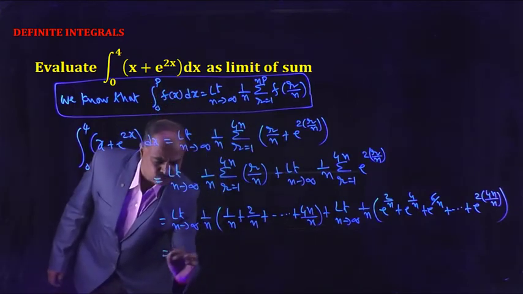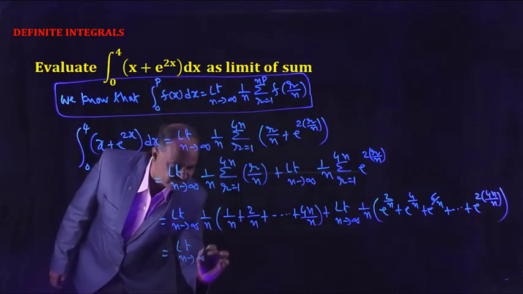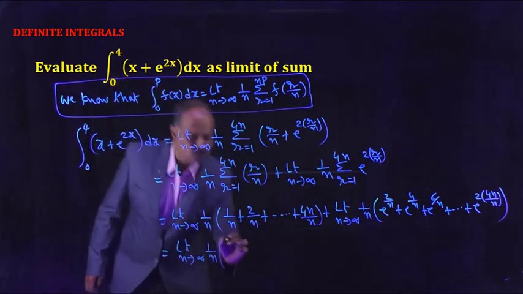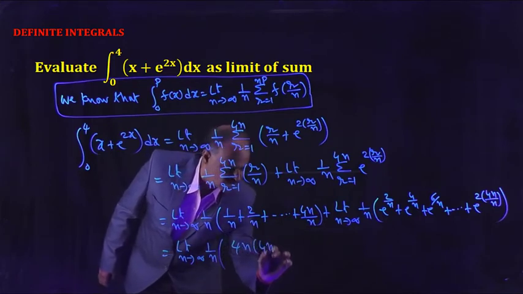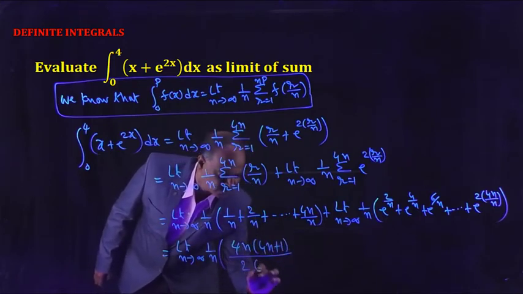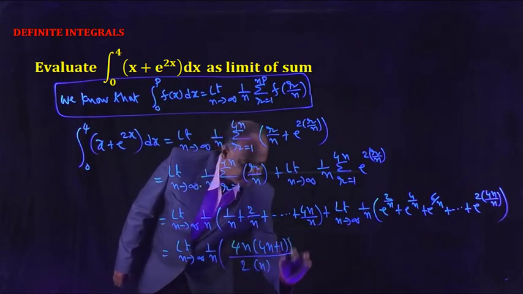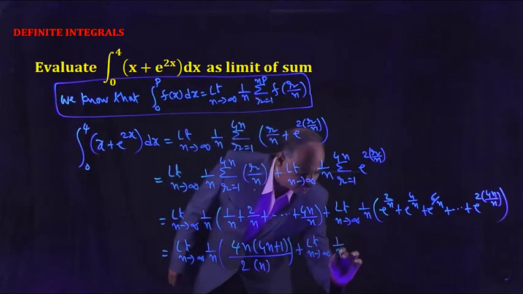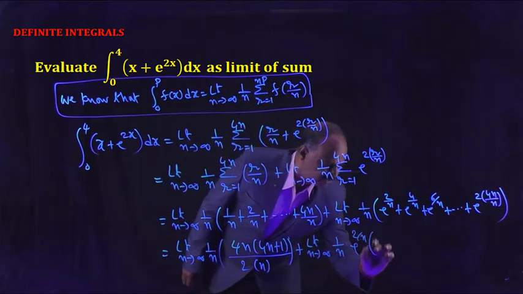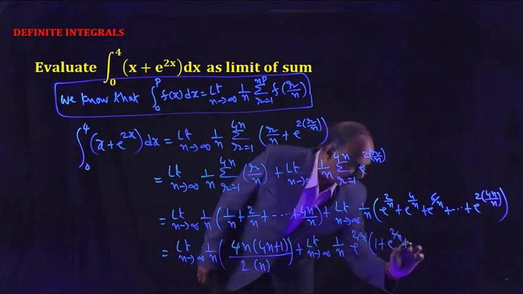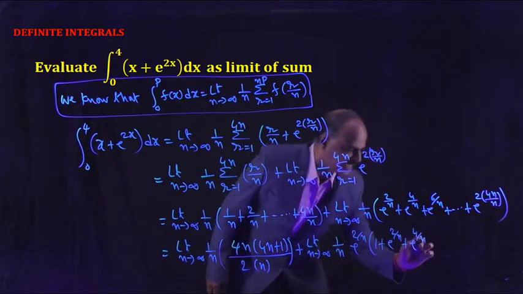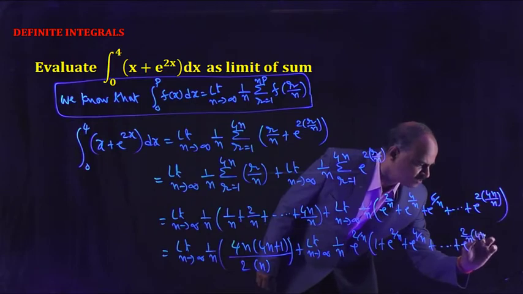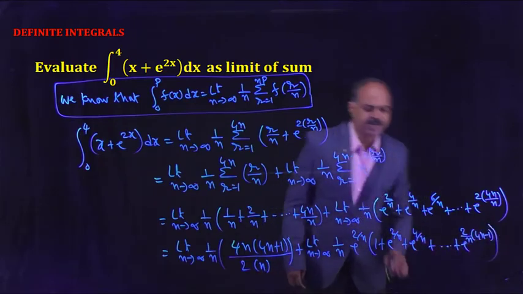Now this is equal to the limit as n tends to infinity of 1/n times, here, 1 + 2 + 3 and so on up to 4n, which equals 4n(4n + 1)/2, divided by n, plus the limit as n tends to infinity of 1/n times, here e^(2/n) is common: 1 + e^(2/n) + e^(4/n) and so on, plus e^(2/n·(4n − 1)).